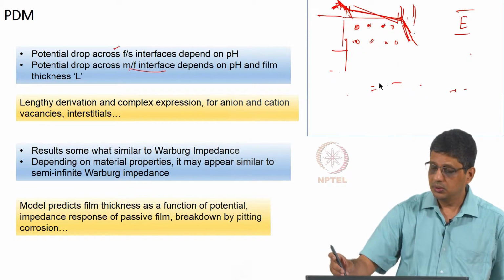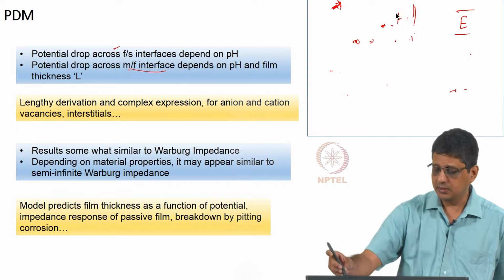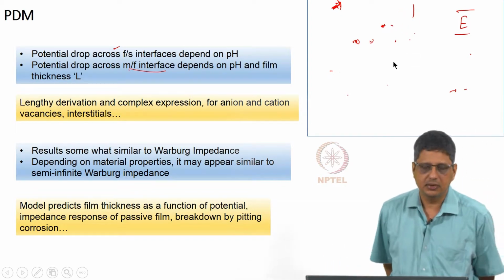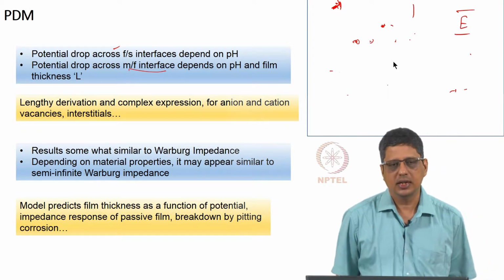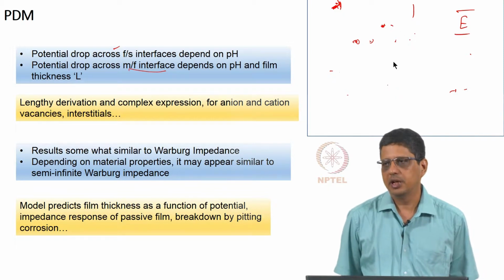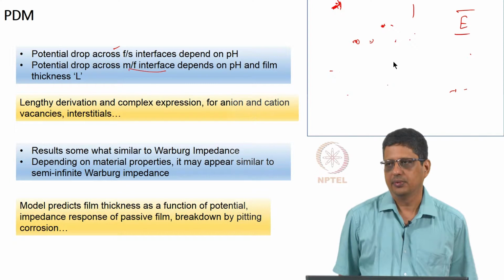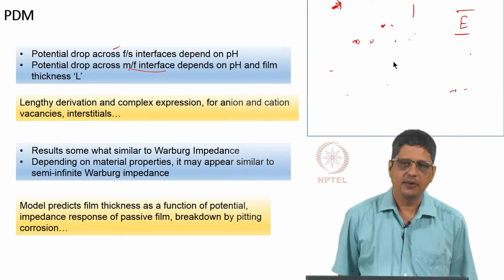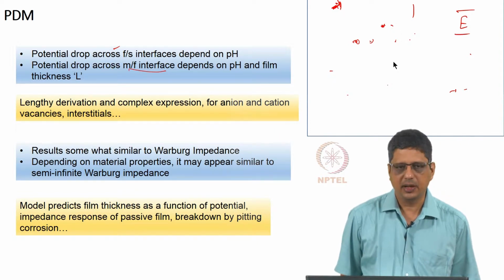Now, when you solve these equations, you get a result which is somewhat similar to Warburg impedance. Okay. It might look similar to a semi-infinite Warburg impedance, or a bounded Warburg impedance. You can visualize that the diffusivity is going to be much smaller than the diffusivity of a species in solution, right. Or another way of looking at that is to say that the film thickness is going to be very high when you compare it with the diffusivity.